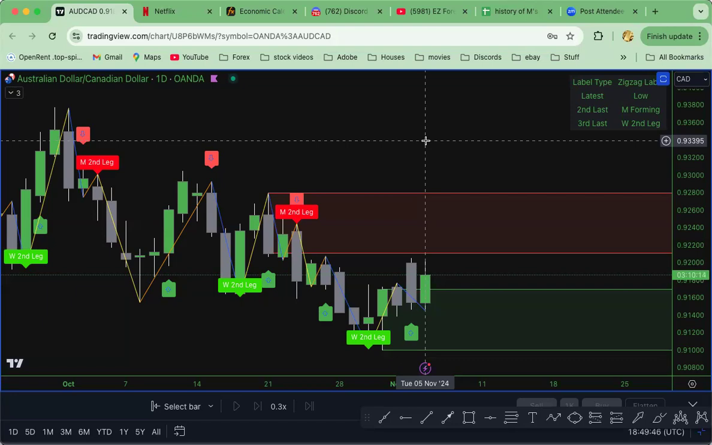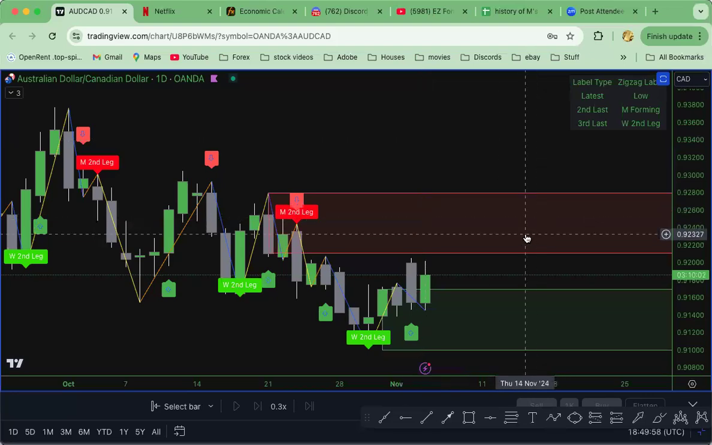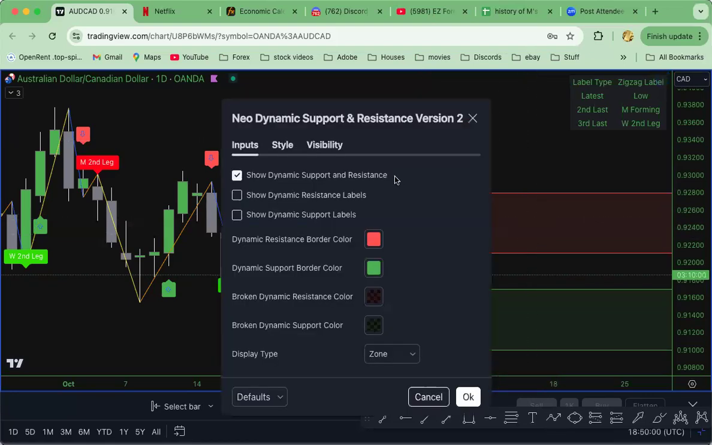Of course, TradingView being a newer platform compared to MT4 or even MT5 in order for us to code certain things. So what I have added to Neo today is the Neo Dynamic Support and Resistance 2. So this is version 2 here. And with version 2, this is going to be removed as well. I'm not too sure why this hasn't gone yet.